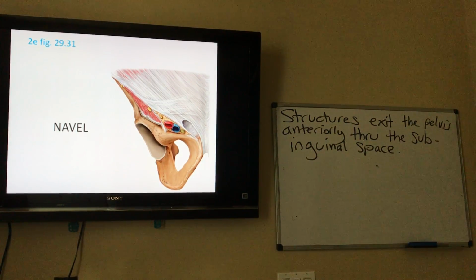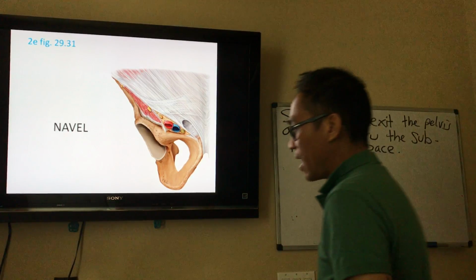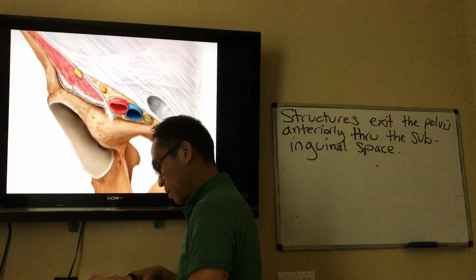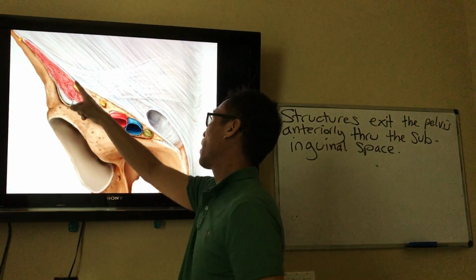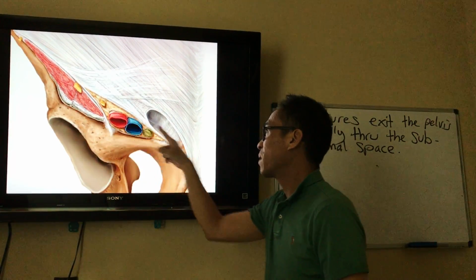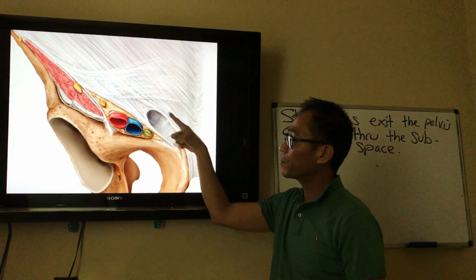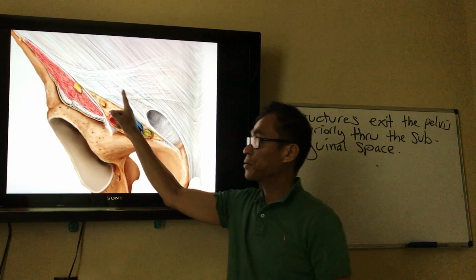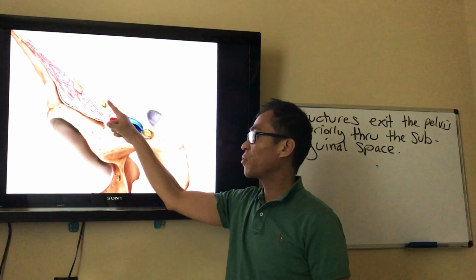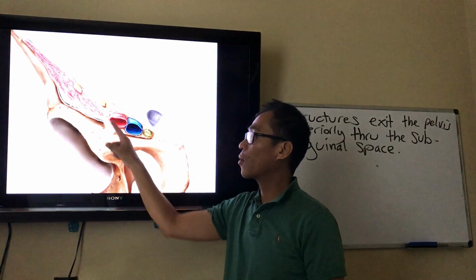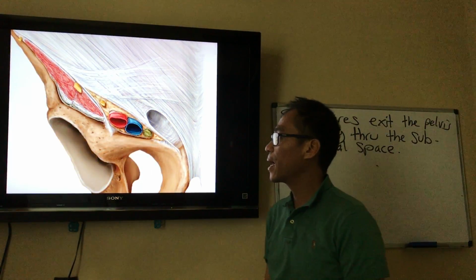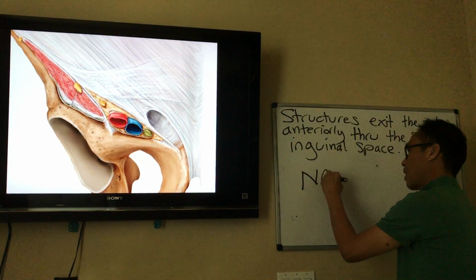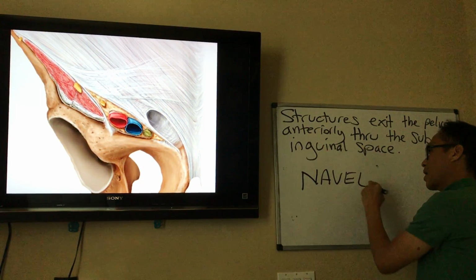Well, this picture is showing that space, and there's an acronym, NAVAL, and I'll get to that in a minute. Let me just zoom into the subinguinal space. It's just referring to this space here. Here is the opening to the superficial inguinal ring leading to the inguinal canal, but these structures right here are exiting. You already know femoral nerve, artery, and vein, and that's the first three letters of NAVAL as a memory jogger.